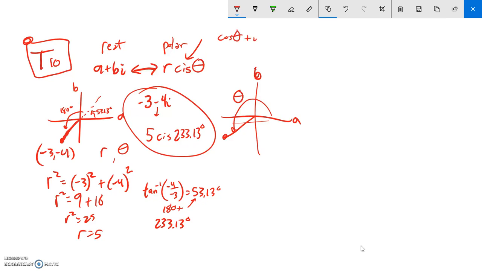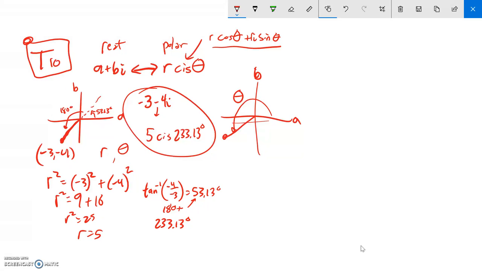And remember, what the cis means is cosine of theta plus i times sine of theta. So notice we have r times that. So it's basically r cosine theta and r i sine theta, or r sine theta i. So it's really just converting. This actually tells you how to convert in the other direction.